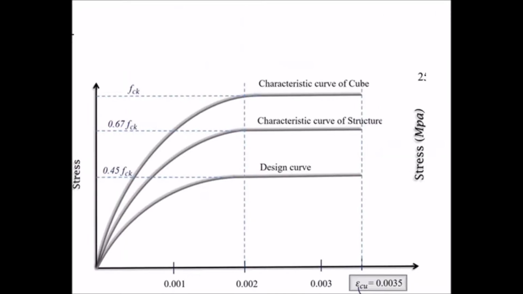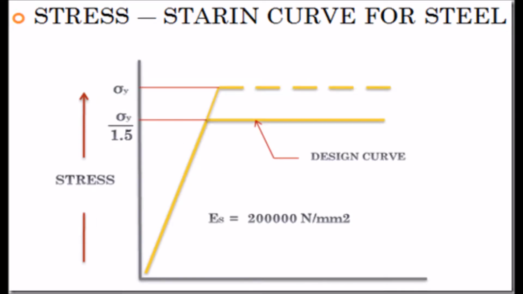So here in the graph you can see the value fck at the top as the characteristic curve, the second one as the characteristic curve of the structure, and the final one as the design curve. The characteristic curve of the structure is taken as 67% of the characteristic strength of the material, and for design purposes this is divided by the partial safety factor 1.5, and the value comes to be 0.45. Similarly for steel, the partial safety factor is applied to the yield stress, written as sigma y, which we can write as Fy, and for the design curve it is taken as Fy divided by 1.5.